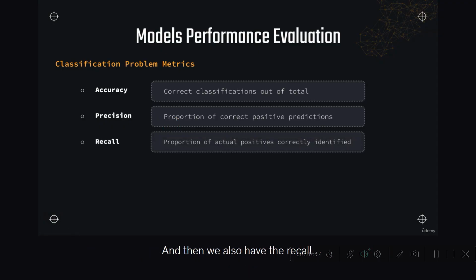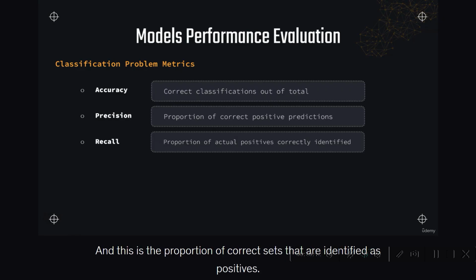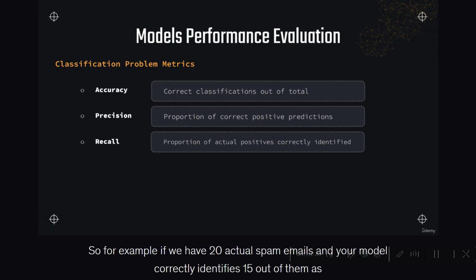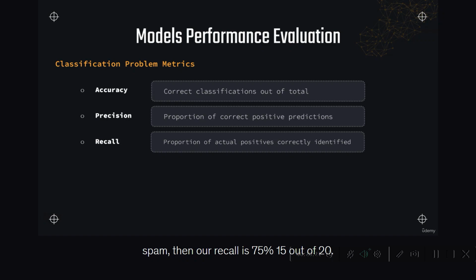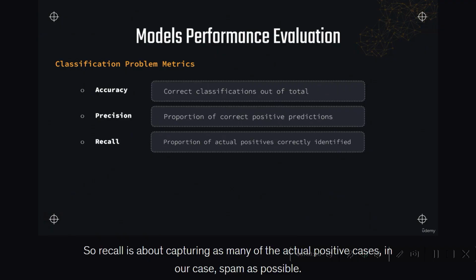And then we also have the recall. This is also sometimes called sensitivity, and this is the proportion of actual positives that are identified as positives. So this indicates how many of the actual positives were correctly identified. For example, if we have 20 actual spam emails and your model correctly identifies 15 of them as spam, then our recall is 75%, 15 out of 20. So recall is about capturing as many of the actual positive cases, in our case spam, as possible.